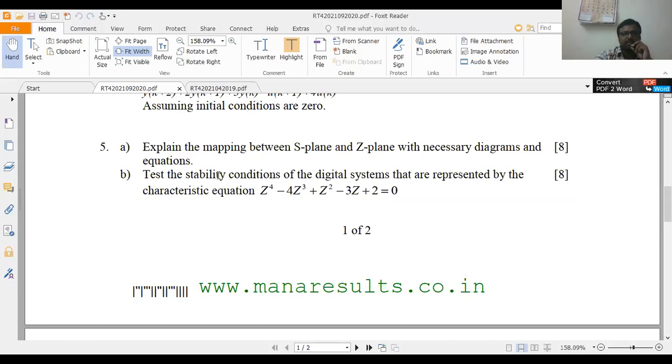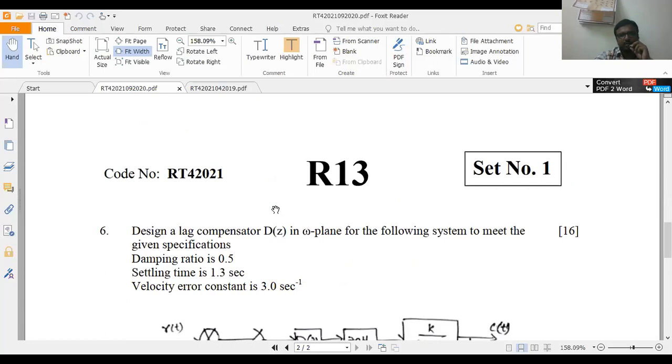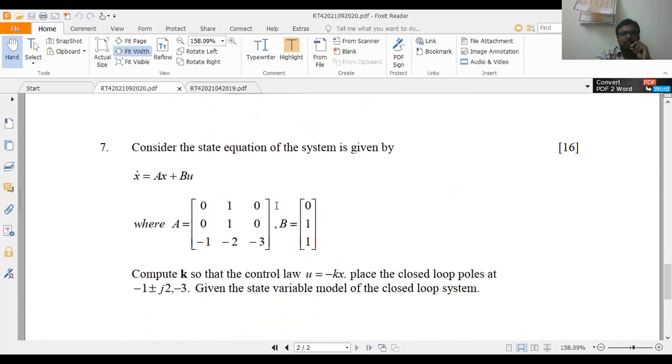We have discussed this one. And test the stability condition for the digital system, which is represented with a characteristic equation z power 4 minus 4z cube plus z square minus 3z plus 2 is equal to 0. You can use either the bilinear transformation method or the Jury stability method for determining the stability of the system. Now, this is the question regarding the sixth unit.